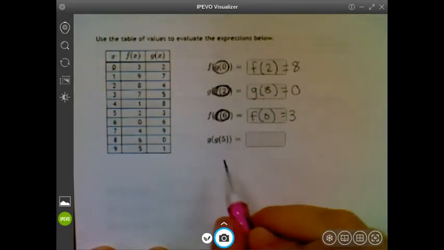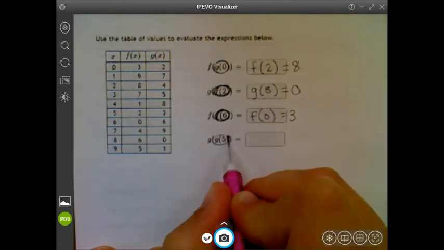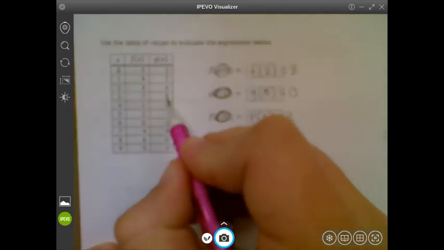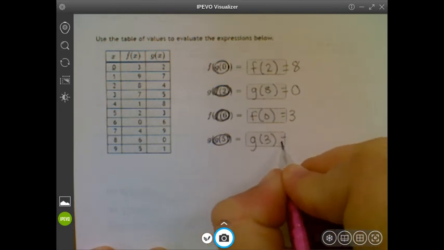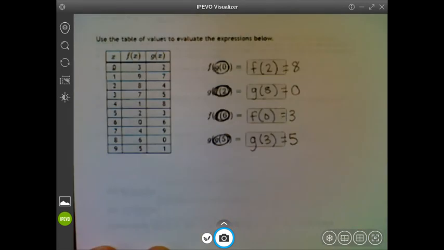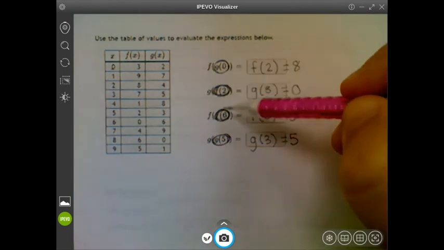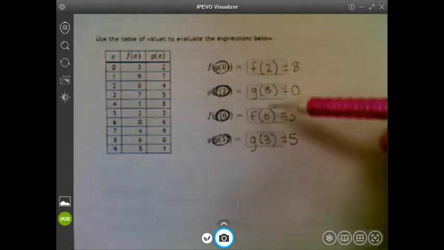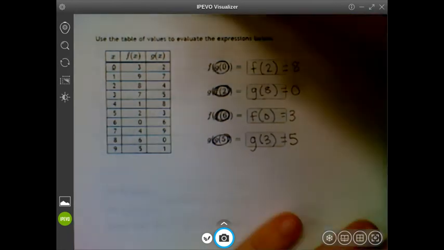All right, and last but not least, if you want to hit pause and try it on your own, and then come back. g of 5 is 3, so then we're looking for g of 3, and g of 3 is equal to 5. It's a different operation here. It's not add, subtract, multiply, divide. It's this idea of substitution, essentially. You're figuring out one of the values and then taking that value and plugging it into another function. So it's this composition idea.